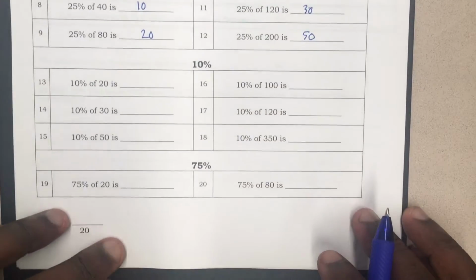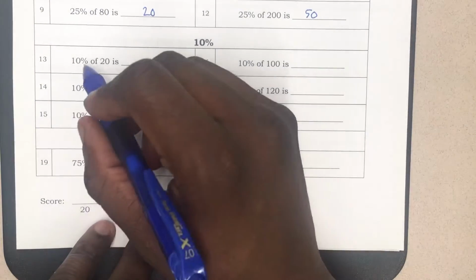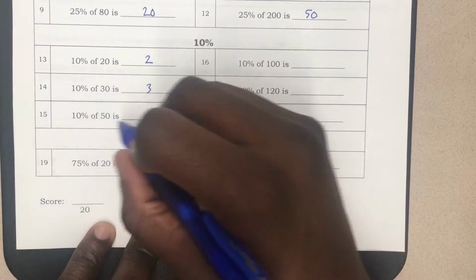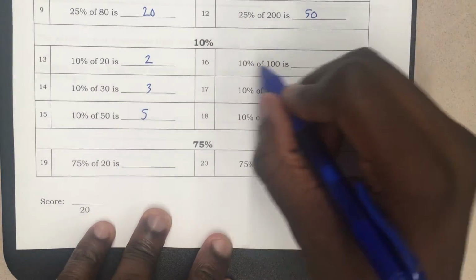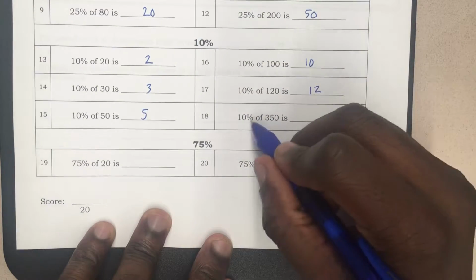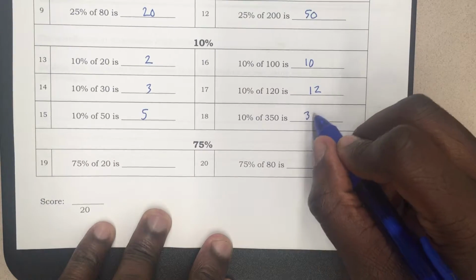Okay, let's move to 10% now, okay? 10% means that we just divide them by 10. So 10% of 20 got to be 2. 10% of 30 is 3. 10% of 50 is 5. 10% of 100 is 10. 10% of 120 is 12. And 10% of 350 is 35.